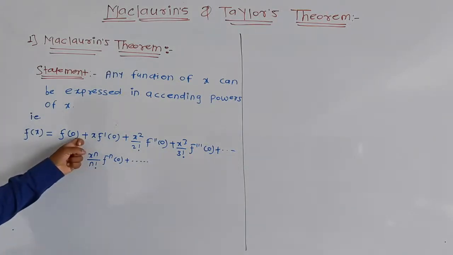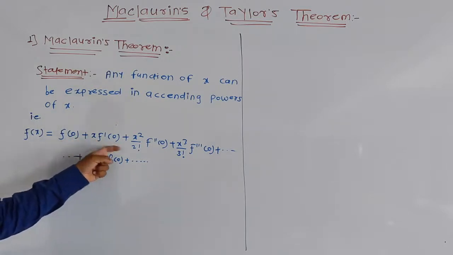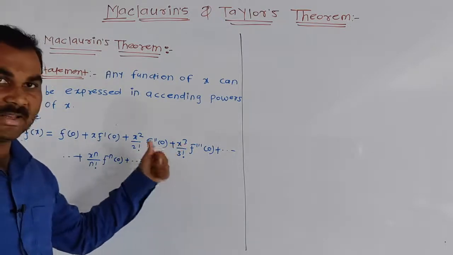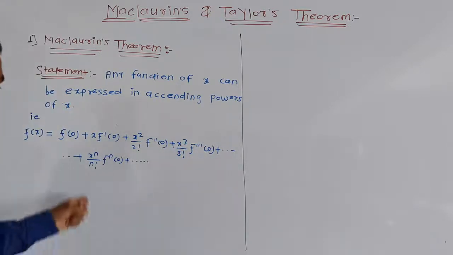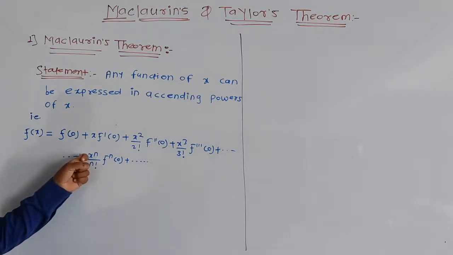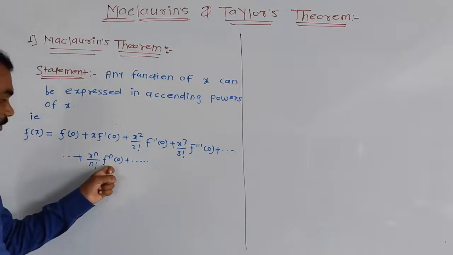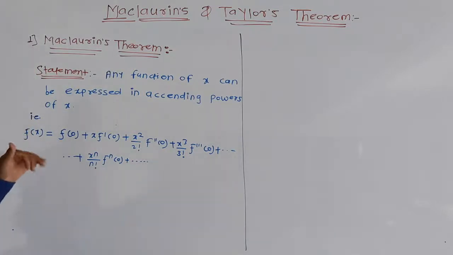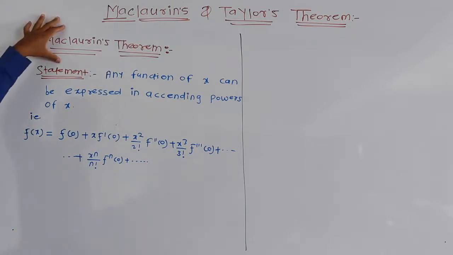Here the power of x is 0, here the power of x is 1, here the power of x is 2, here the power of x is 3, the next term power of x is 4, dot dot, and here is the nth term, x raised to n, the nth power of x divided by n factorial f raised to n at 0, dot dot. So in a simple way, we have to write any function of x in powers of x. This is the statement of the Maclaurin theorem.